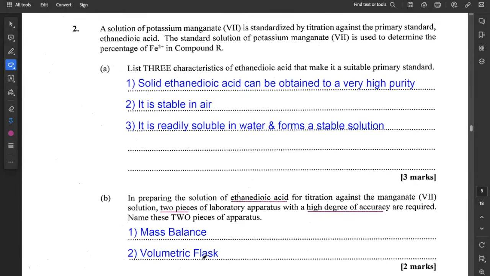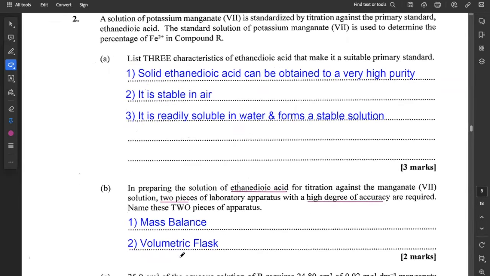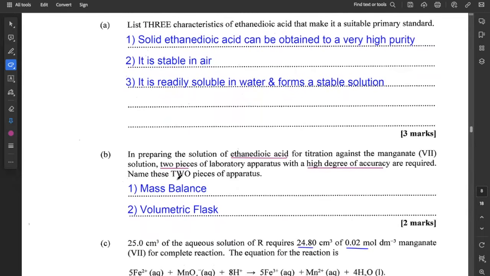And then we're gonna be doing that in a volumetric flask, right? So yeah, that's where we're gonna make the solution ultimately. So we need these 2 pieces of apparatus. These are the key pieces that we need when we're making a primary standard solution, okay?